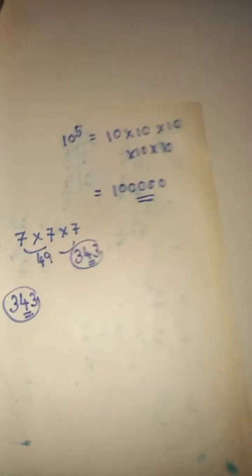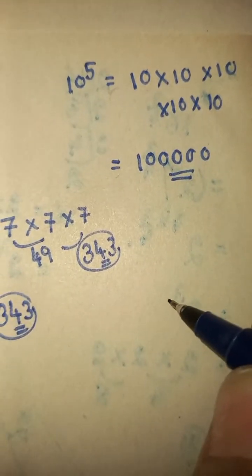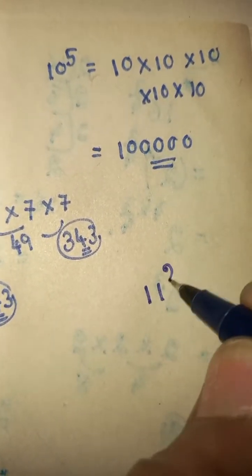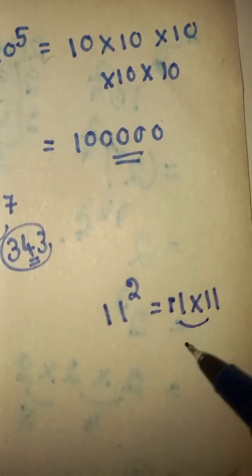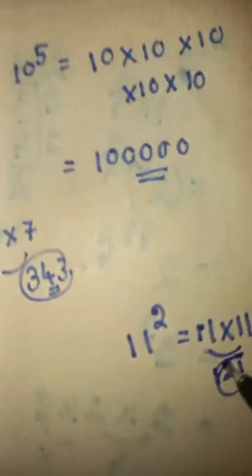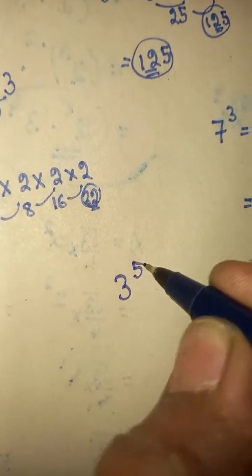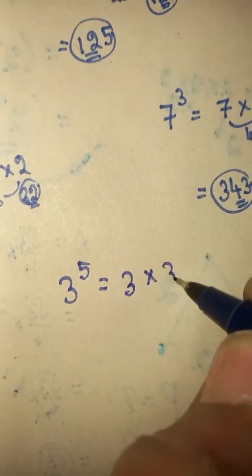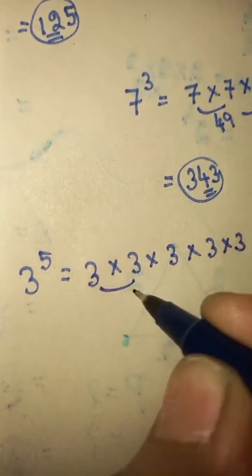Here they ask one more problem: how to find the value of 11 power of 2. 11 power of 2 means 11 times 11. 11 times 11 is 121. And they even ask to find what is 3 power of 5. 3 power of 5 means 3 times 3 times 3 times 3 times 3. 3 times 3 is 9.